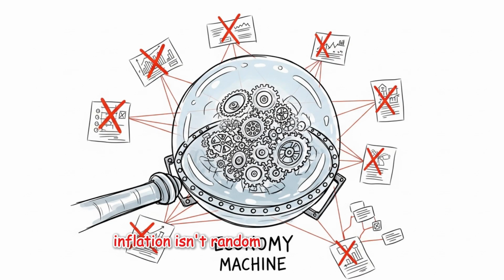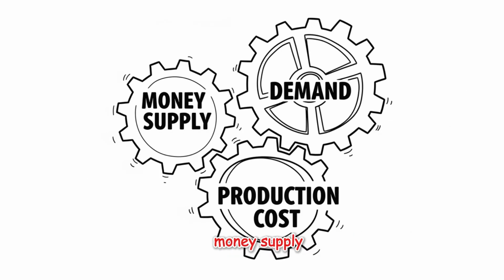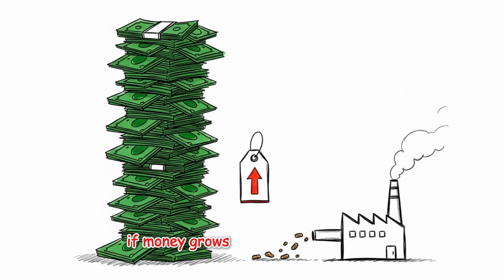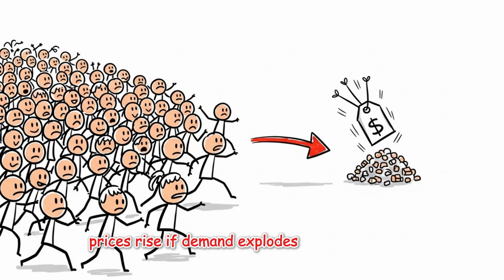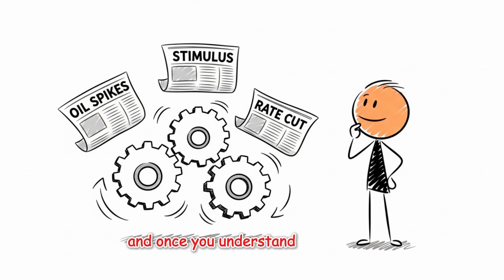Now, let's zoom out. Inflation isn't random, it's not a conspiracy, and it's not just greedy companies. It's usually the result of three forces interacting: money supply, demand for goods, and cost of producing goods. If money grows faster than production, prices rise. If demand explodes faster than supply, prices rise. If production costs surge, prices rise. That's the machine.